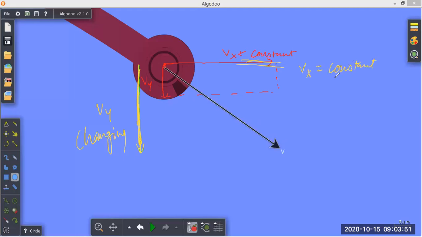So this is how the angle is changing, and I'm sure you realize why the angle should change, because tan theta is Vy upon Vx, right? Tan theta is Vy upon Vx. So if the numerator keeps changing but the denominator remains constant, obviously theta should change.